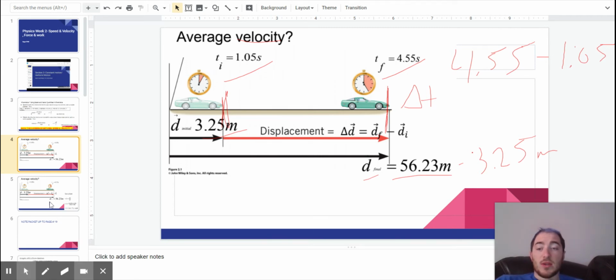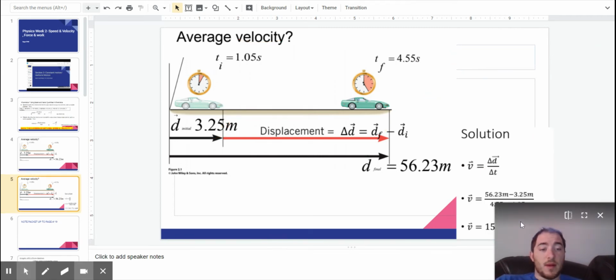So the actual formula for this, oh, my camera's in the way. Let's see if I can move it. That's not what I wanted to do.